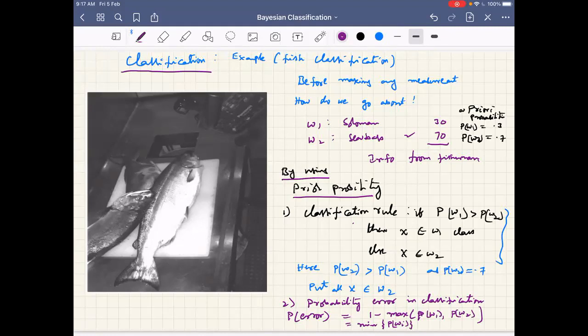But which one do you suggest? Should I write 1 minus maximum, or minimum of P of omega i? Which do you suggest as a better option to write the probability of error? First one, sir. Why? As all samples are being classified into the maximum probability class, every other class's samples are being classified wrongly. Yes, I think we should agree.